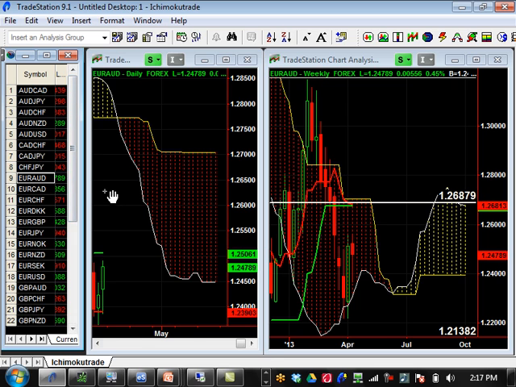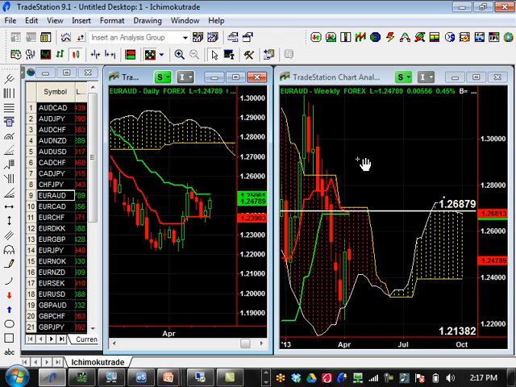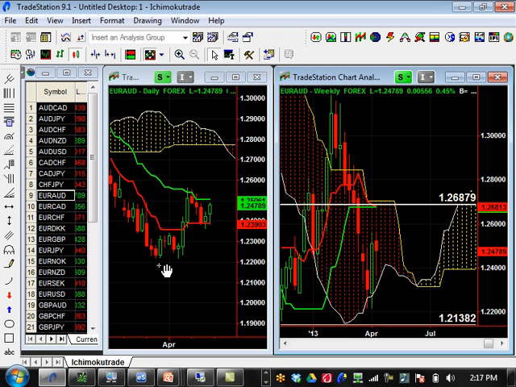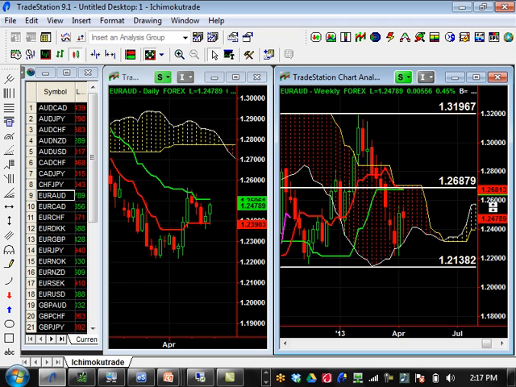Euro Australian, if you look here, the daily time frame looks like it's trending. Finally did a pullback here to the green line, held it, but right now it doesn't really. If you look at the weekly time frame, really not doing anything except ranging between 21.38 and 26.87, pretty much the long-term big wide range.